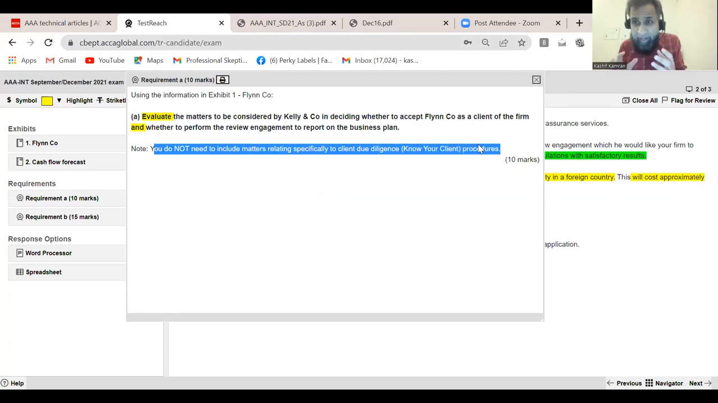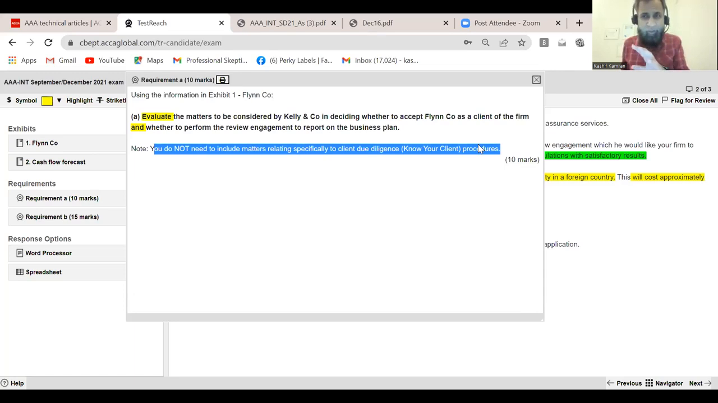Now, what exactly are know your client procedures, which the examiner is saying you should not look into? Money laundering. Is the client involved in money laundering? You're not considering that, because that has already been done. Even corresponding with the previous auditor. When you correspond with the previous auditor, that is a know your client procedure. So even if there is a previous auditor in the scenario, you are assuming that you've already corresponded with them.